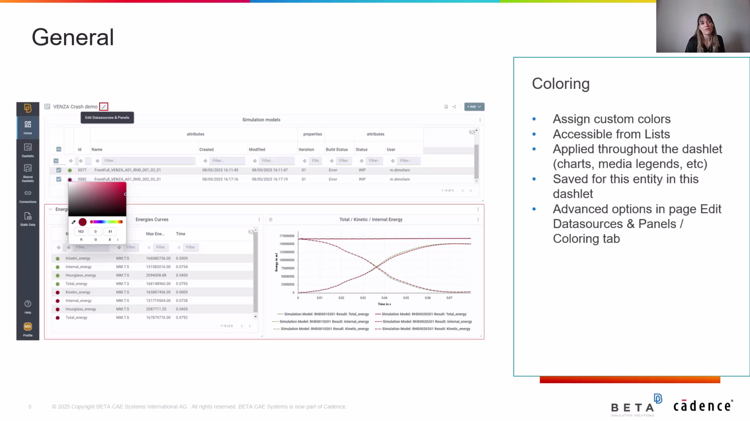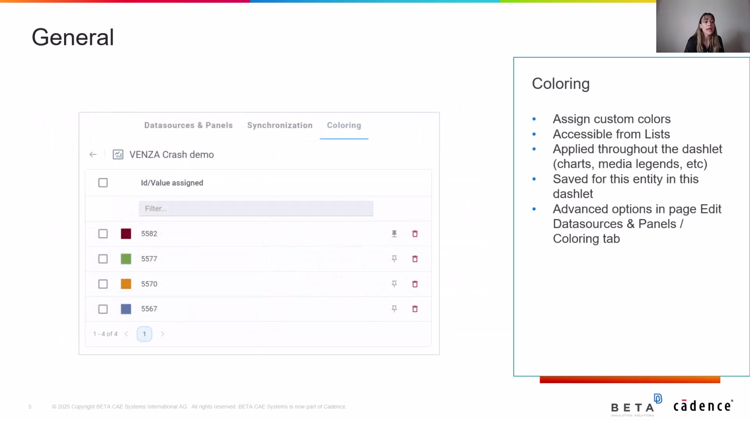For more advanced options to manage color assignments, the Coloring tab can be accessed by pressing the Edit Data Sources and Panels button, and in this tab, users can edit the assigned colors and fix a specific color for an item, ensuring consistency for any future usage of the Daslet. Pinned colors appear at the top of the list.